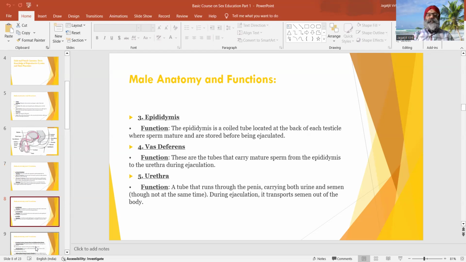Vas deferens, its function, these are the tubes which arise from the epididymis, and it enters the urethra during ejaculation. And the urethra is a tube that runs through the penis, carrying both urine and semen, though not at the same time. During ejaculation, it transports semen out of the body.